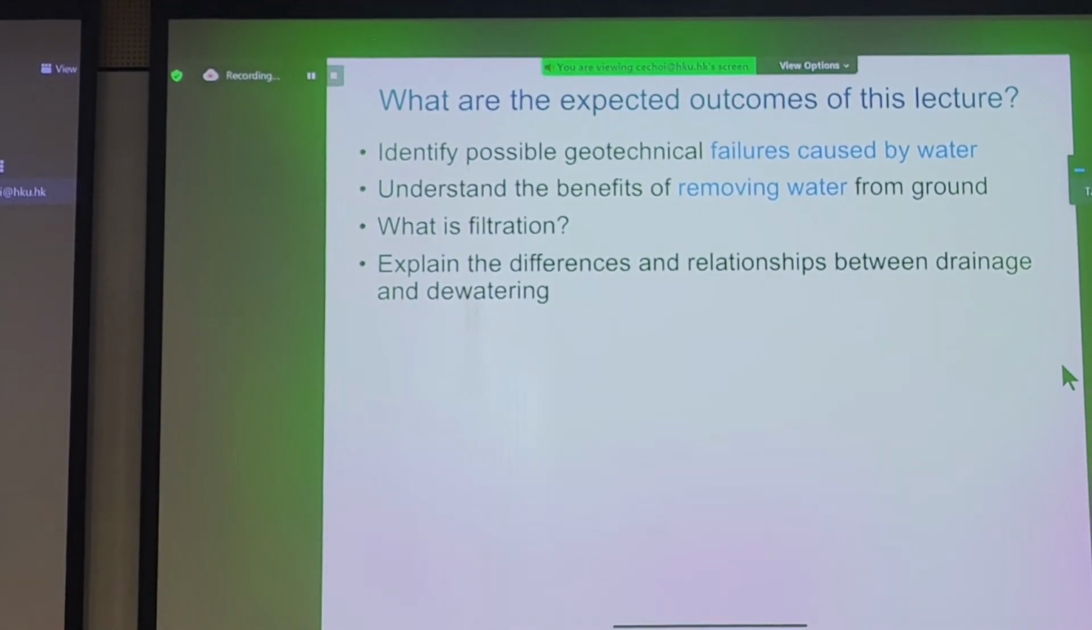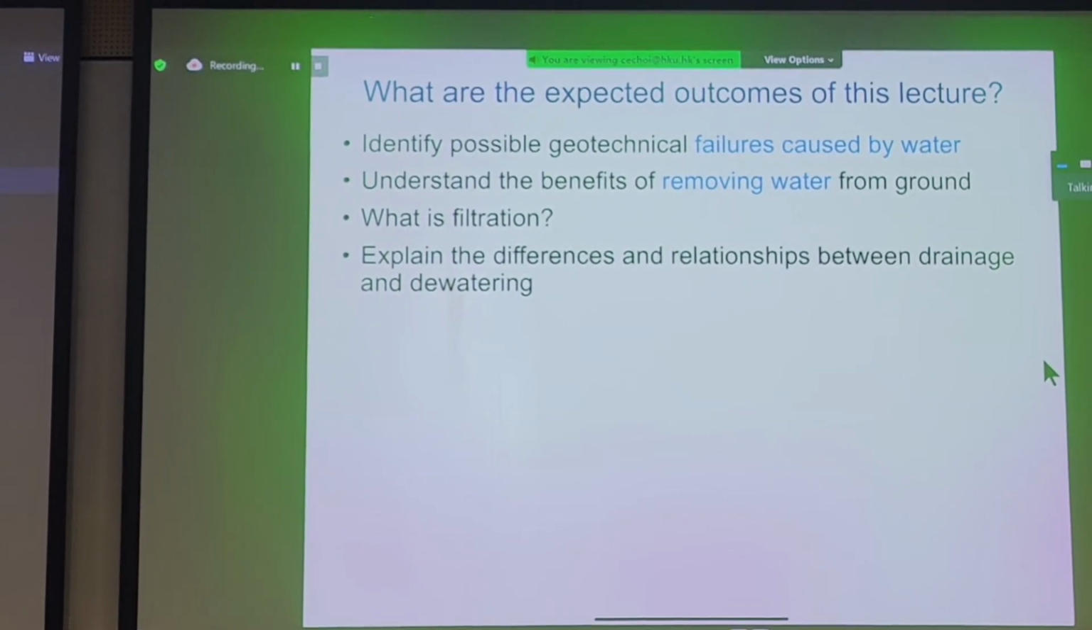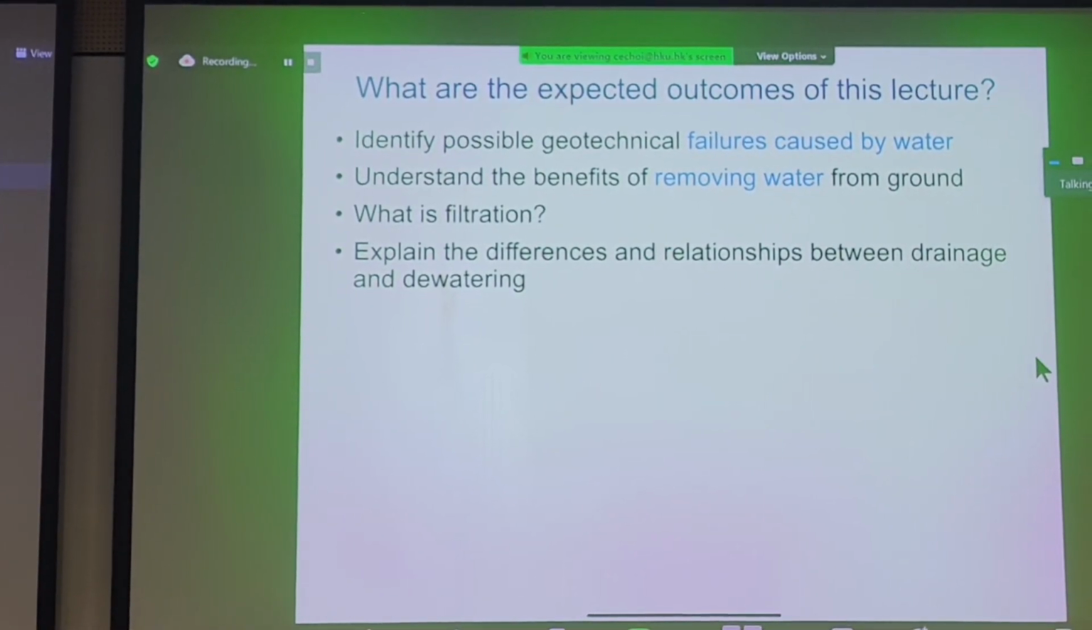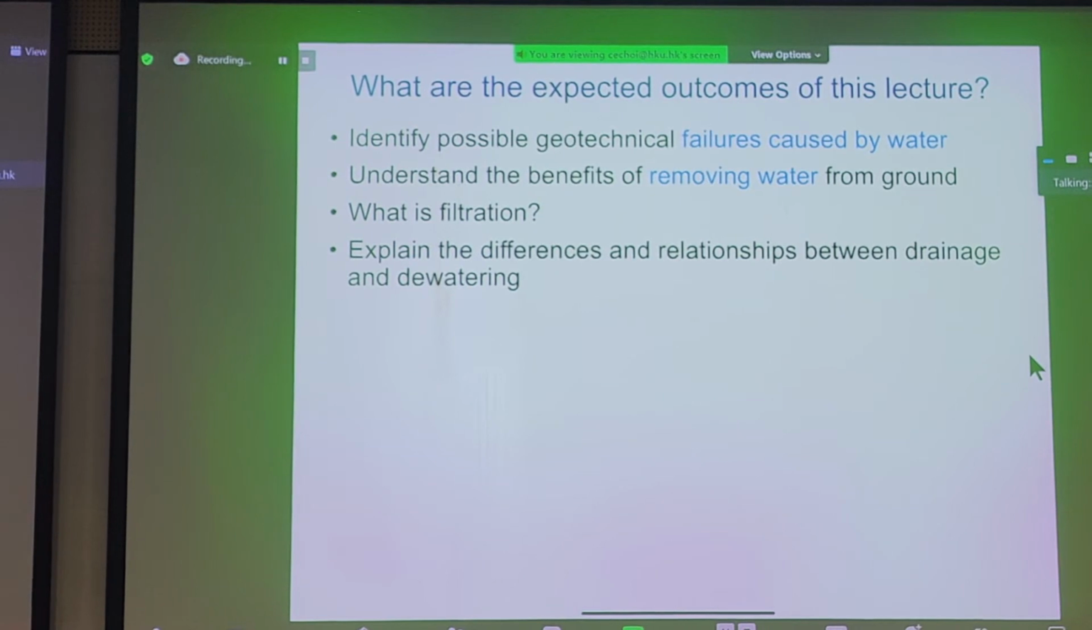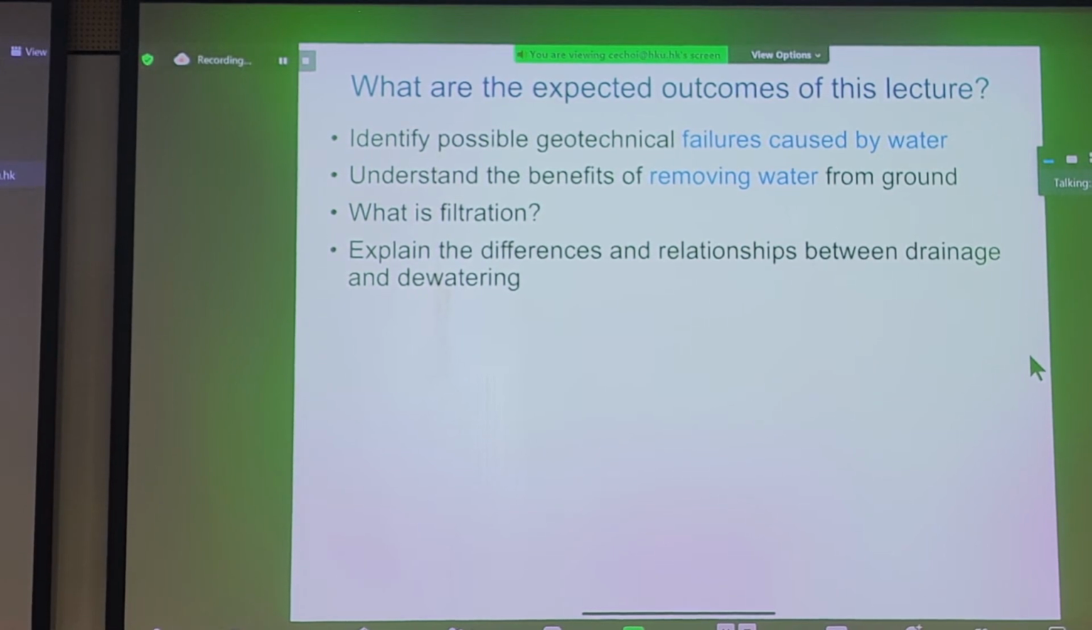So I want to talk about potential geotechnical failures caused by water, and by suppressing the unnecessary movement of water or reducing pore pressures, how can we improve the ground to get the response that we want? So that's the first expected outcome.